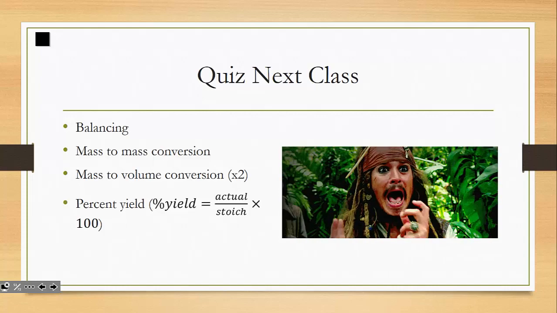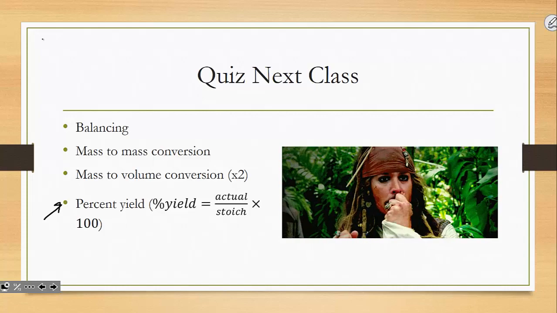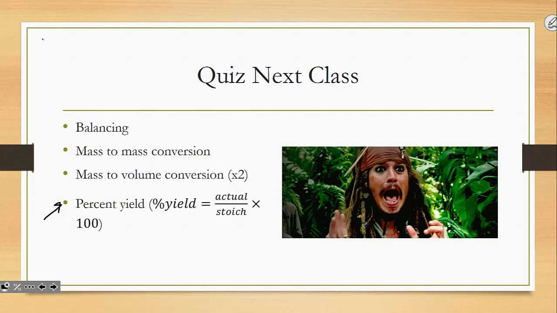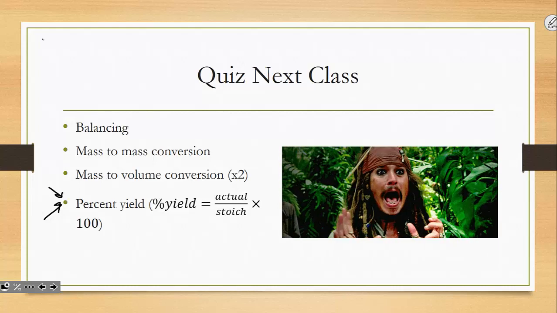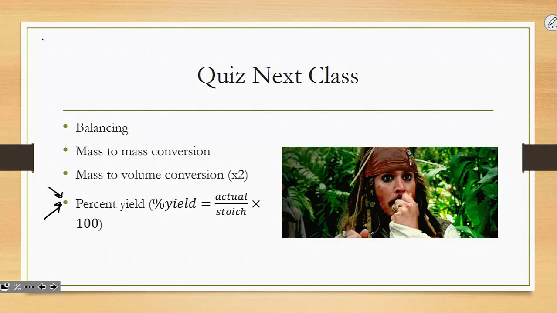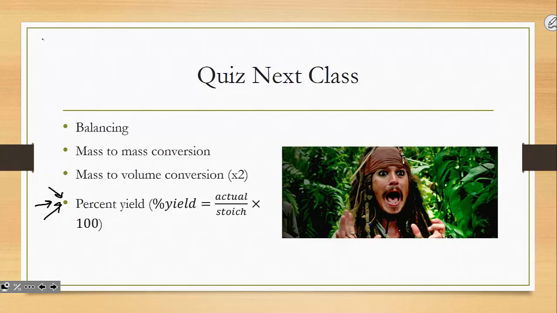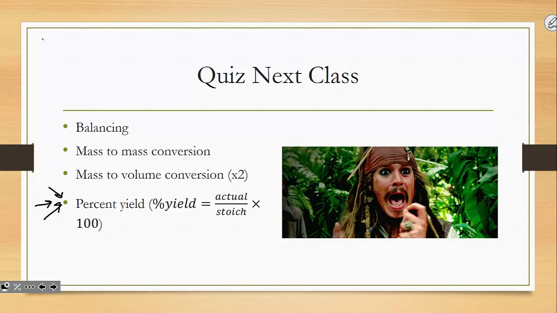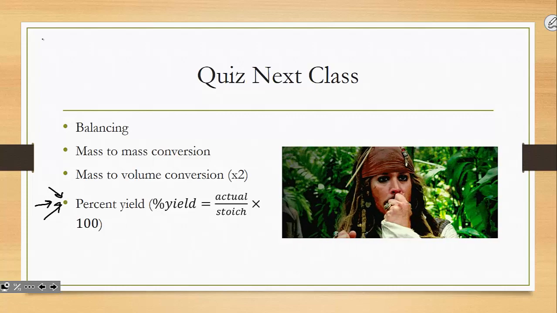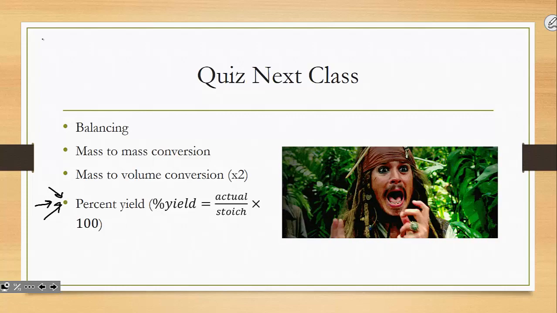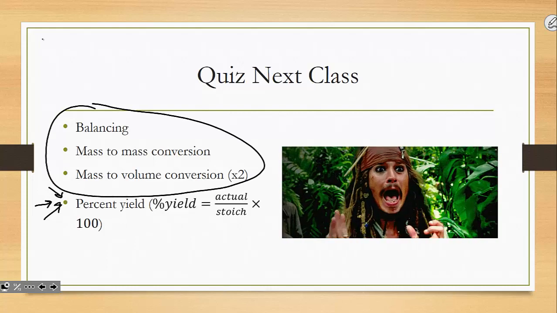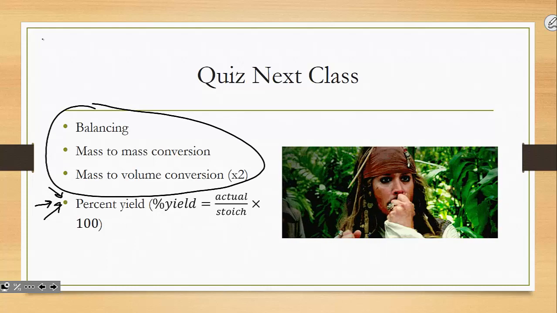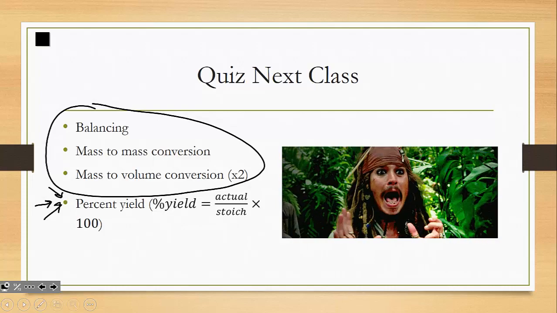Percent yield is the only thing I haven't taught you yet. Before you take your quiz, I will explain to you what percent yield is and review slightly how to do stoichiometric problems. So this will be the last thing I teach you before your quiz. It is not terribly difficult, so you will not necessarily need to study it from the packet. You do need to study and practice balancing, mass to mass conversions, and mass to volume stoichiometric problems.